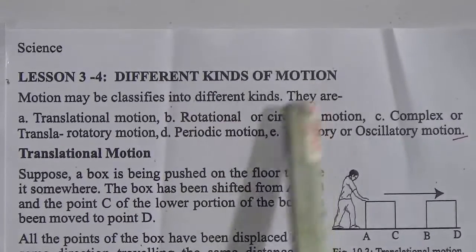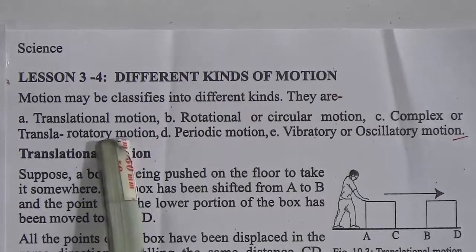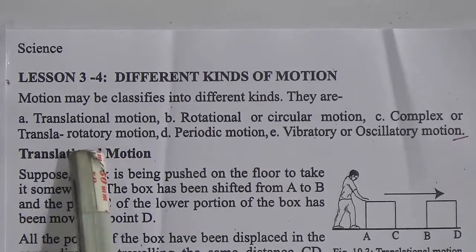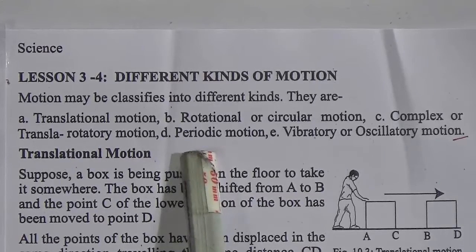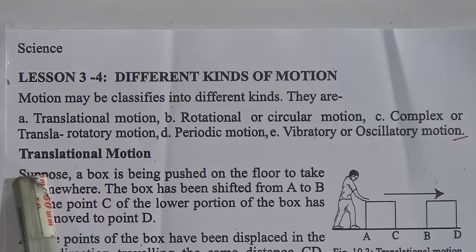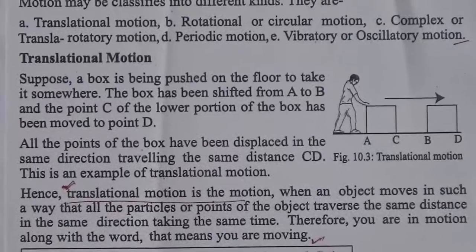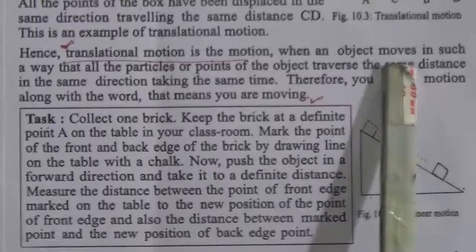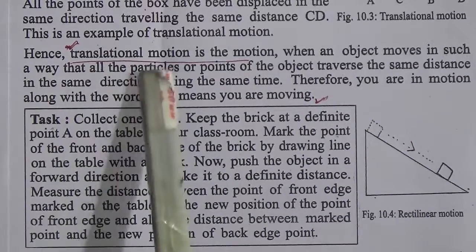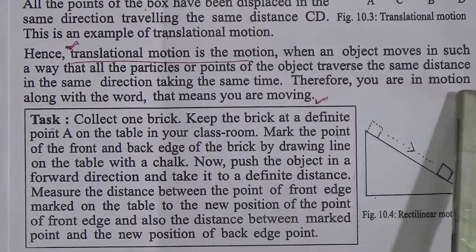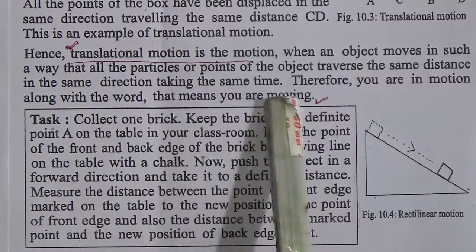Now, different kinds of motion. Motion may be classified into different kinds. They are translational motion, rotational or circular motion, complex or translatory motion, periodic motion, vibratory or oscillatory motion. The first one is translational motion. Translational motion is the motion when an object moves in such a way that all the particles or points of the object traverse the same distance in the same direction, taking the same time.